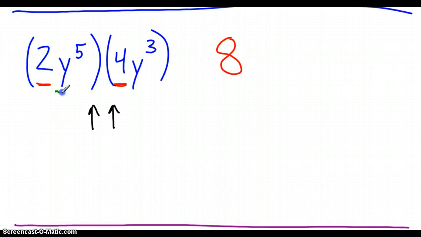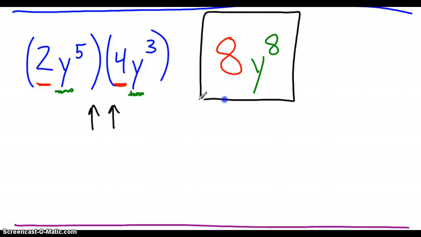Then I go to look at my base. I've got a base of y here. I've got a base of y here. So y to the 5th power and y to the 3rd power, with the product rule, I have the same base, I'm multiplying, so I add my exponents, and get y to the 8th power. And that would be our final answer for this.